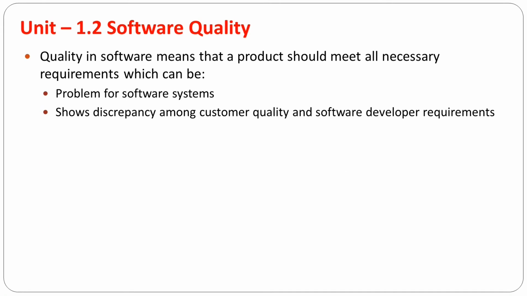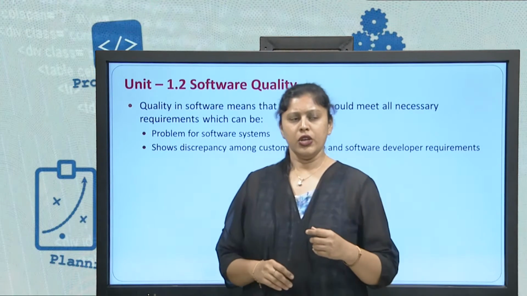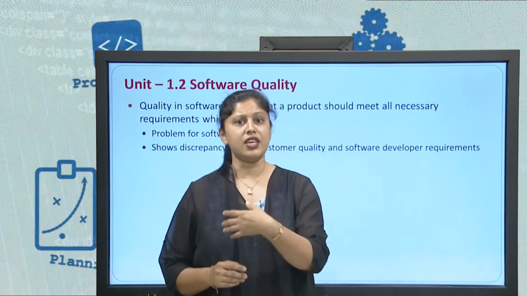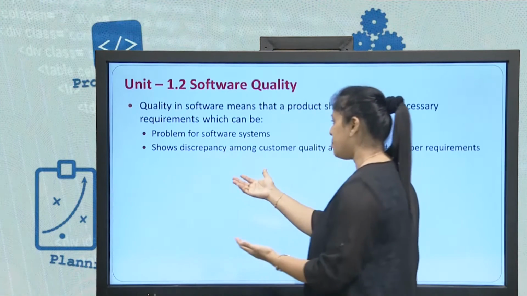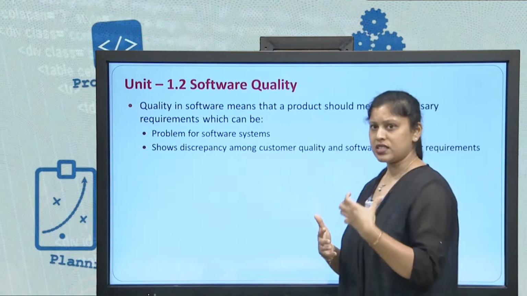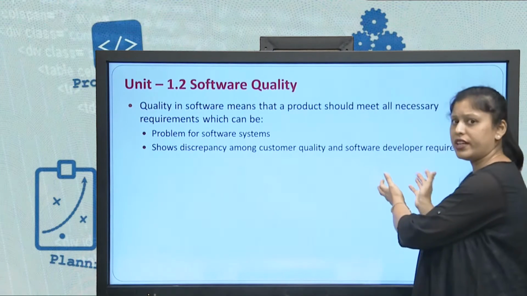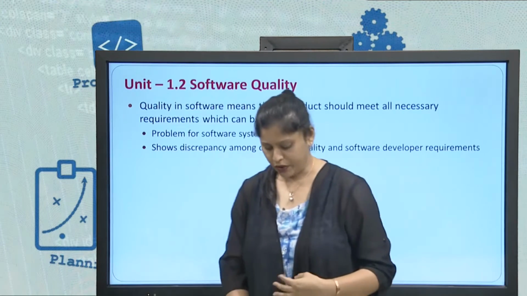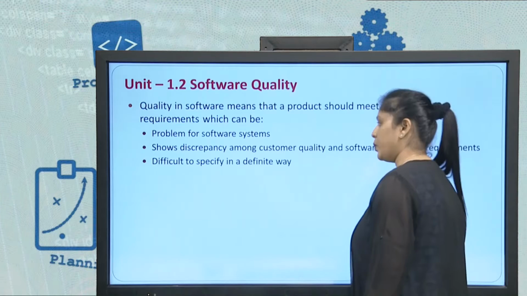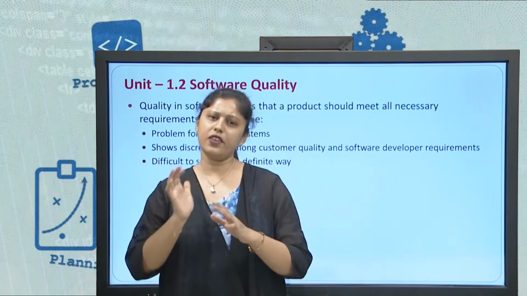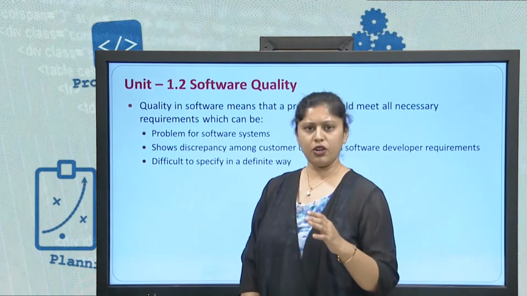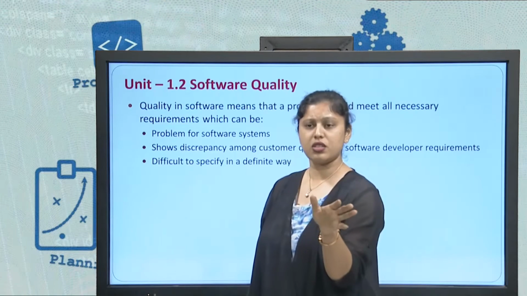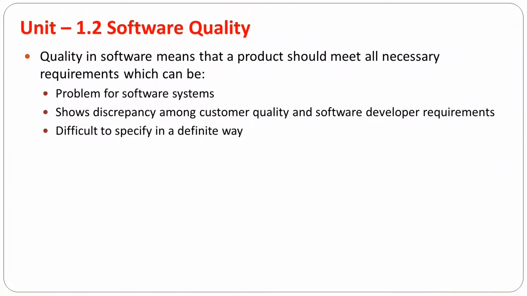Second, it shows discrepancy between customer quality and software developer requirements. If there is some miscommunication or discrepancy, maybe the customer asked us to provide certain features and we have not provided them. So any discrepancy between whatever the customer requires and what we have provided as a software developer, if they are not matching, then there is a problem. Next, it is difficult to specify in a definite way. We cannot say that this much quality will be given, it is very difficult to ensure such things.